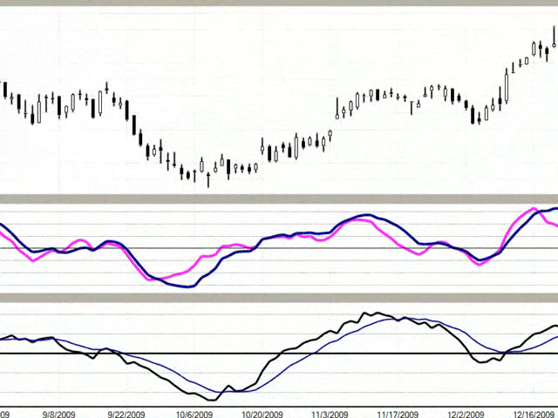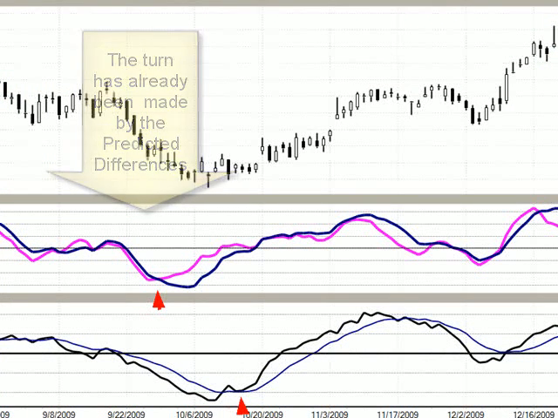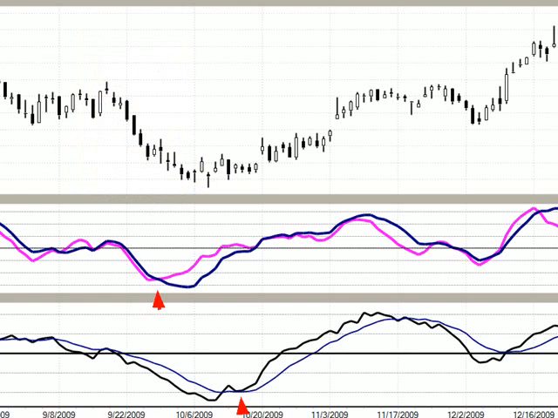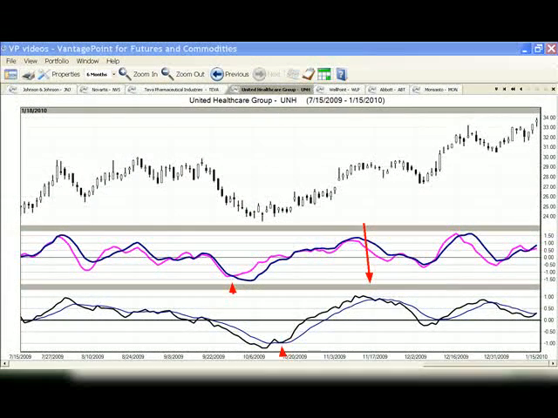You will notice here where the turn is made here, that the turn has already been made in the predicted differences right here, where the predicted medium term, the pink line, has moved above the predicted long-term difference line, the dark blue line. You will notice also on several other occasions here, if you follow along, where the turn already has been made by the predicted difference line prior to the MACD line. In some cases, the MACD line in a strong trending situation will go sideways and will not provide a valid signal for some period of time.